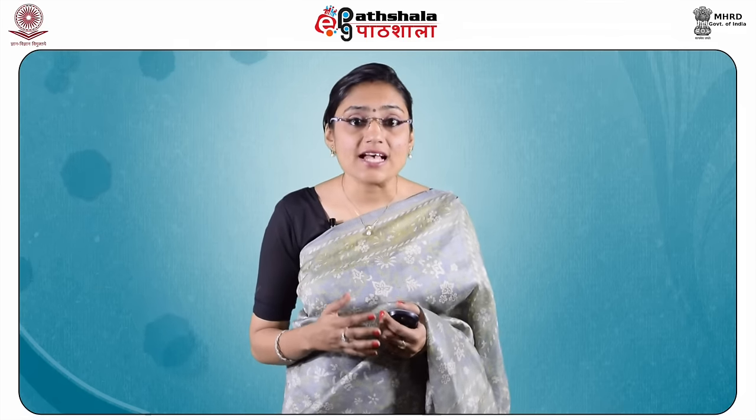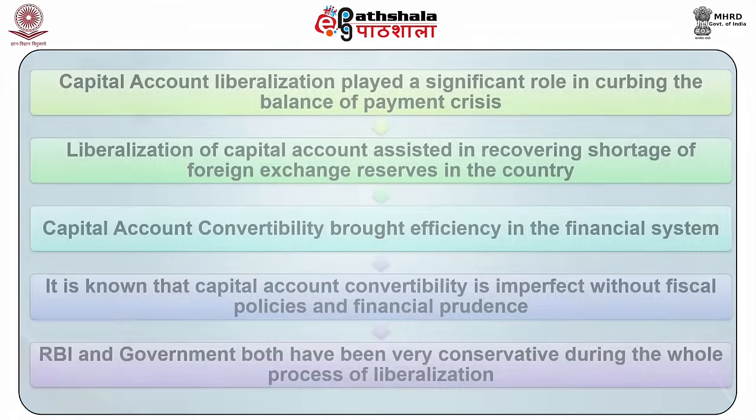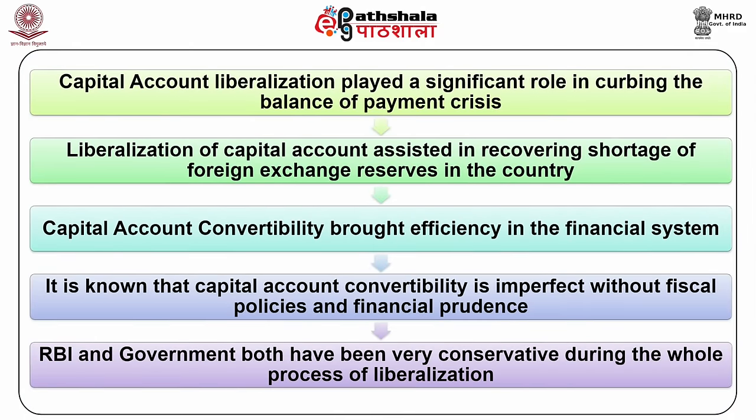Significant progress has been witnessed at the country level because of FEMA's initial step toward capital account convertibility. This is reflected in the following points. Capital account liberalization played a significant role in curbing the balance of payment crisis. Next, the liberalization of the capital account assisted in recovering the shortage of foreign exchange reserves in the country. Next, capital account convertibility brought efficiency in the financial system.